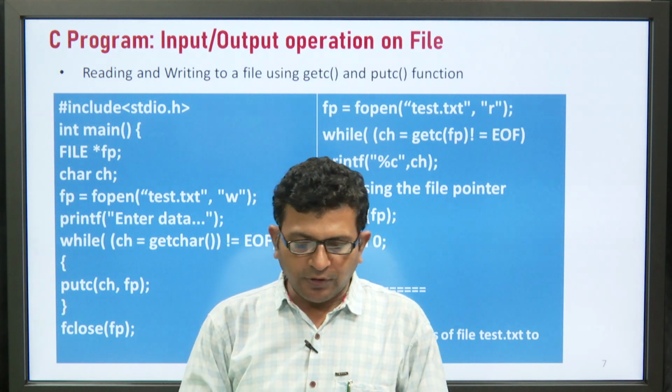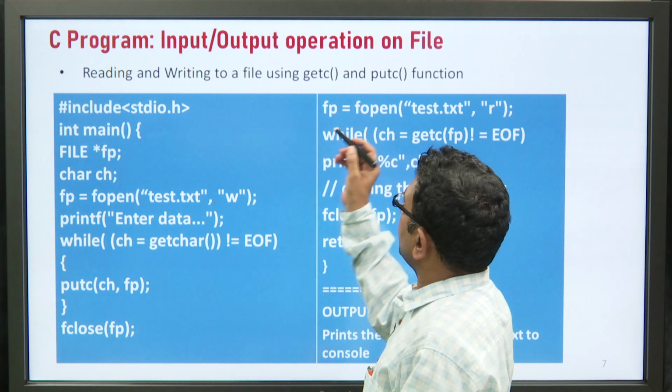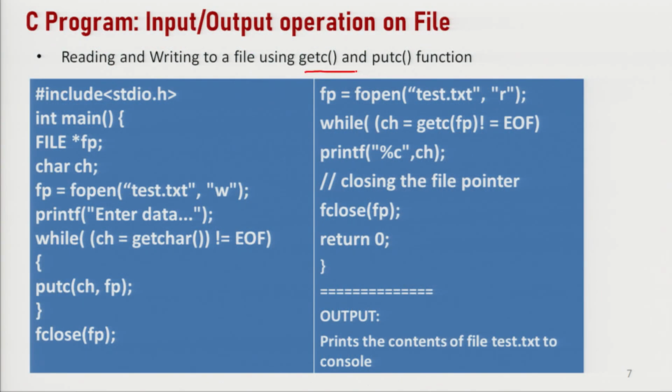Now, next is how we can perform the input and output operations on the file. These reading and writing operations can also be performed with the help of getc and putc functions. getc is taking a character from the file, and putc is writing a character onto the file.